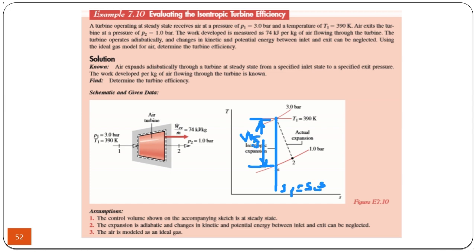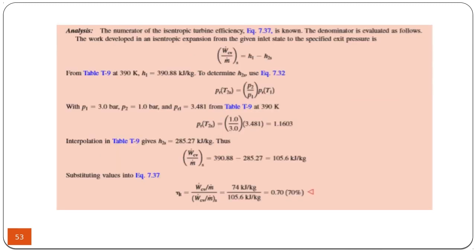irreversibilities, the entropy increases. As you can see, the entropy increases. The increased amount is entropy produced, and actual work is less than the isentropic work. So this is the isentropic work, H1 minus H2S, and we can calculate it by using the air table. This is an air turbine.